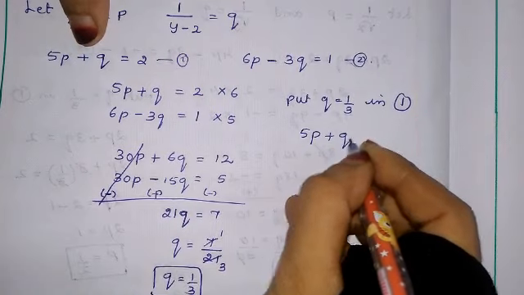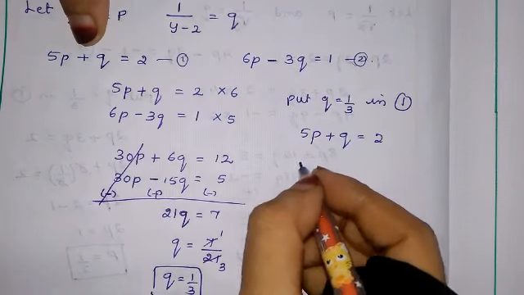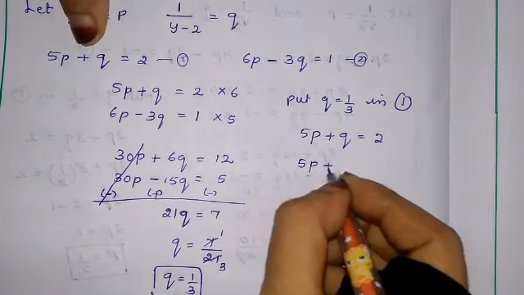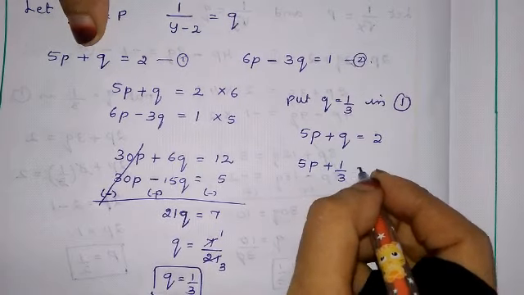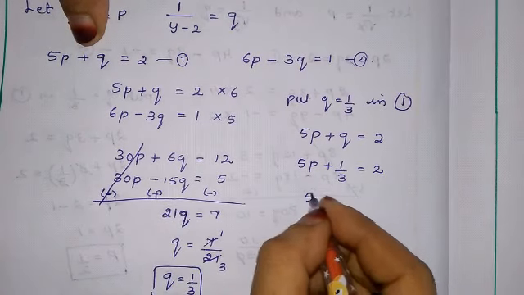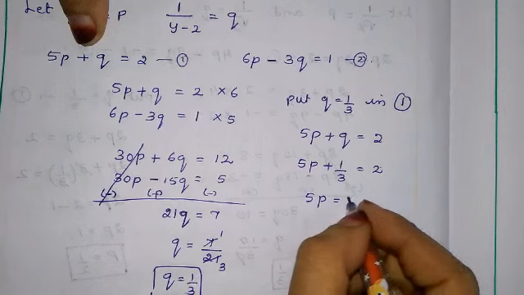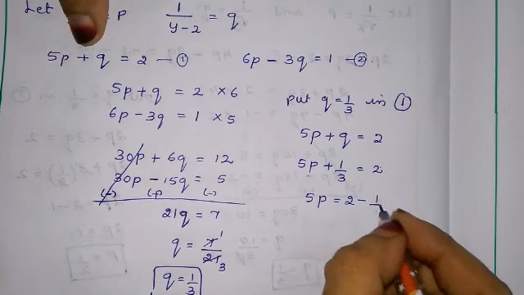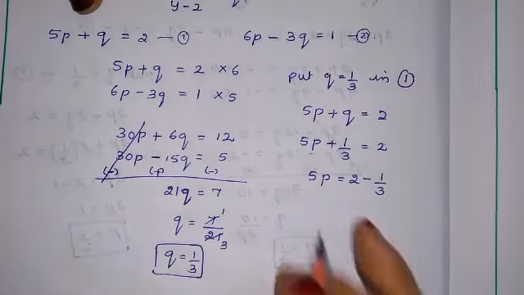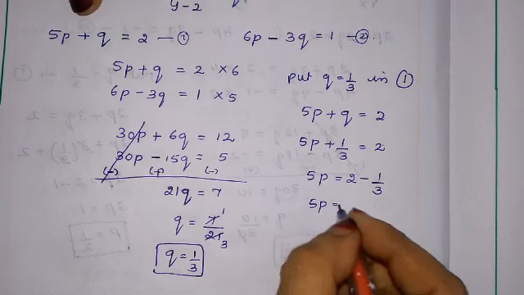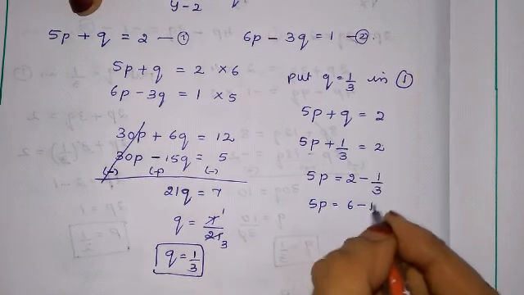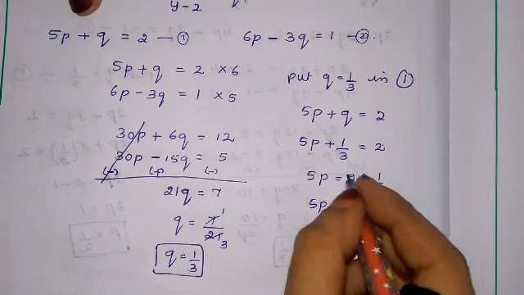5p plus q is equal to 2. 5p plus q, with the value of q as 1 by 3, is equal to 2. 5p stays on this side only, and 2 minus 1 by 3. So 5p let it be as it is. 3 2s are 6 minus 1 is 5 over 3, because we multiplied here.